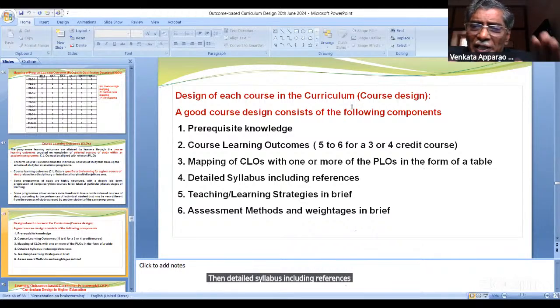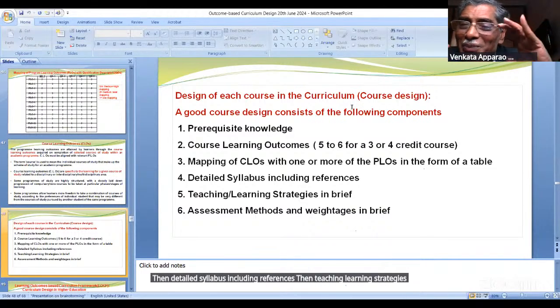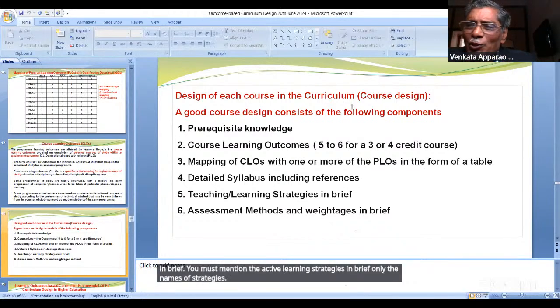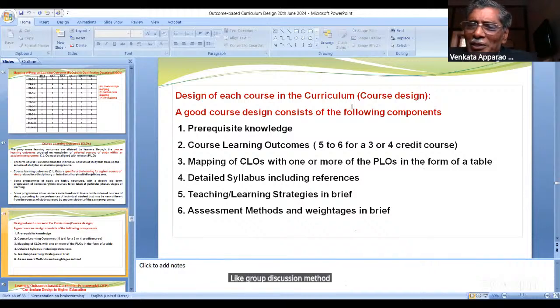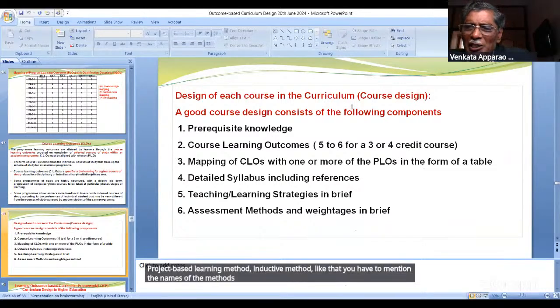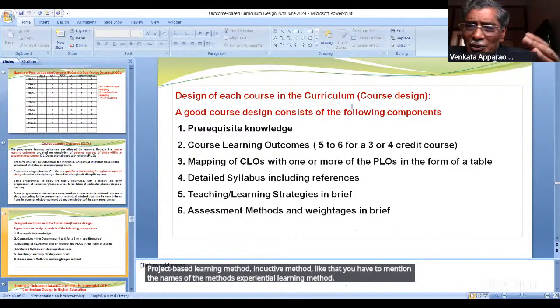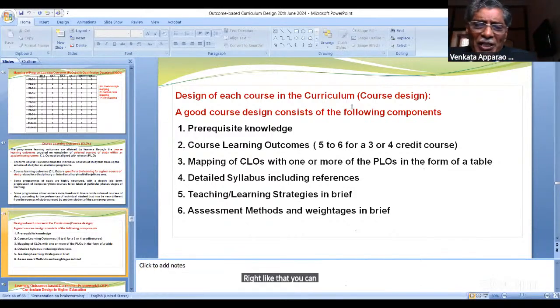Then teaching learning strategies in brief. You must mention the active learning strategies in brief, only the names of strategies, like group discussion method, problem solving method, project-based learning method, inductive method, deductive method. You have to mention the names of the methods, experiential learning method, right? Like that, you can mention the names of the methods, that's all.